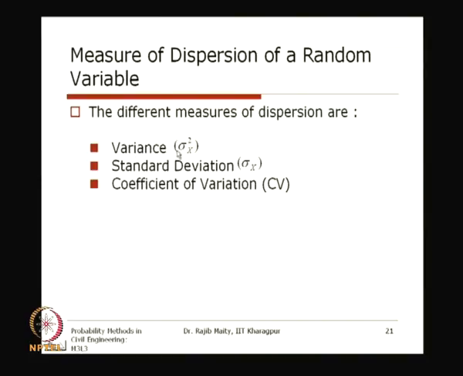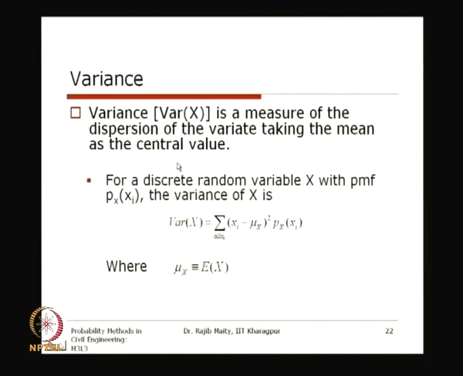The first one is the variance, which is denoted as sigma x square, standard deviation sigma x, and coefficient of variation CV. Now the variance, which is generally also denoted as VAR of x, of this random variable x, is a measure of the dispersion of the variate taking the mean as the central value. Out of the three measures of central tendency, if we pick up the mean and then calculate how it is spread around that mean, that is known as the variance.